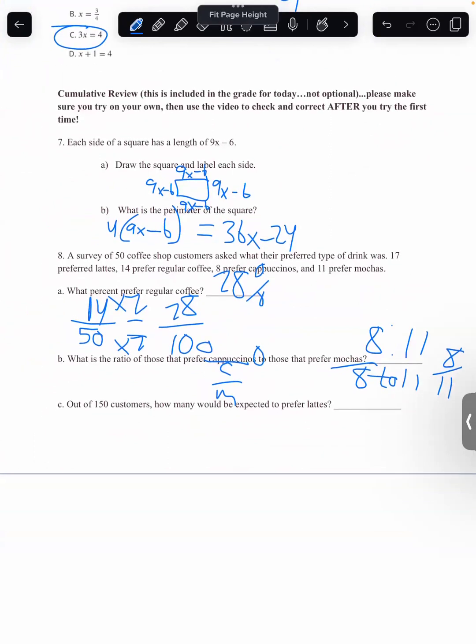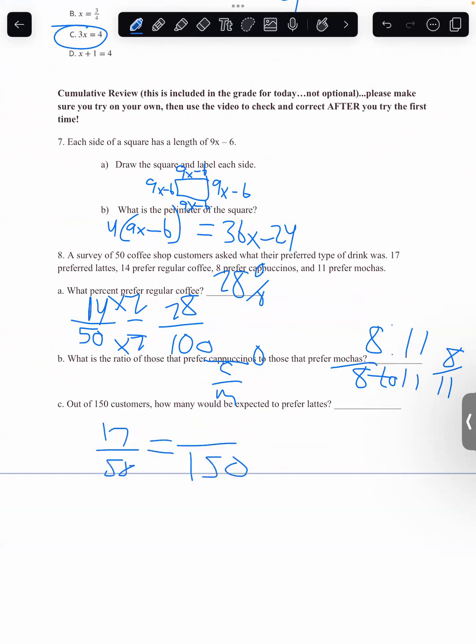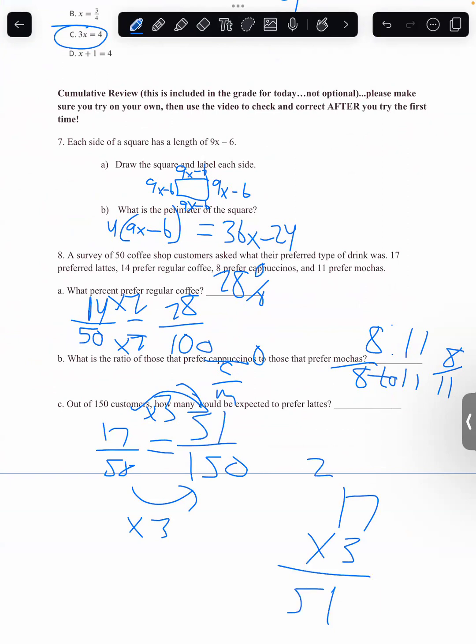And then if there were 150 customers, how many would you expect to prefer lattes? We had 17 out of 50 who prefer lattes. So if there were 150 customers, you should see that that is times 3. Do the same on the top. So 17 times 3 is 51. So you would expect 51 to prefer lattes. Make sure you got all that work shown and turn it in on Canvas.